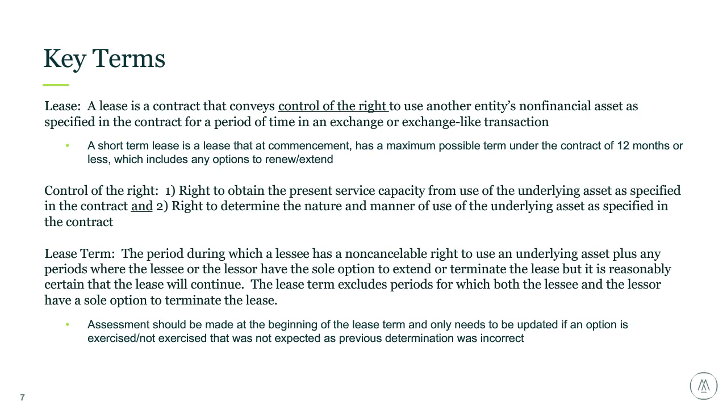And it is important to know that a short-term lease is a lease that at the time of commencement has a maximum possible term of 1 year or less, and that has to include any options to renew or extend. So they were very clear on this to avoid entities from being able to say, well, it's just a 1 year lease, but then we're going to add all these extensions onto it later. So they really do get to the heart of what that intent was at the time of commencement.